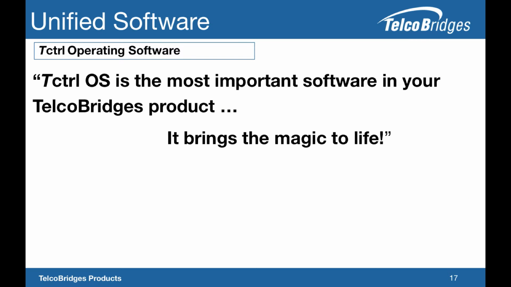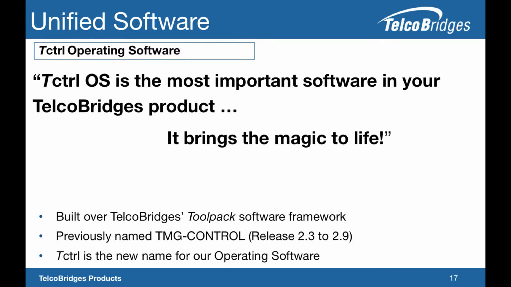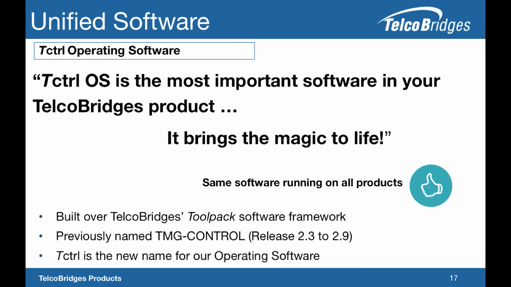Next, we're going to look at our unified software. Our T-Control operating software, or T-Control OS, is by far the most important software in your TelcoBridges product. It brings the magic to life. It's built over the TelcoBridges Toolpack software framework. It was previously named TMG Control, but since the last release, 2.10, it's been renamed T-Control. Note that it's the same software from TMG Control to T-Control, only the name changed. You get the same software running on all of our products.